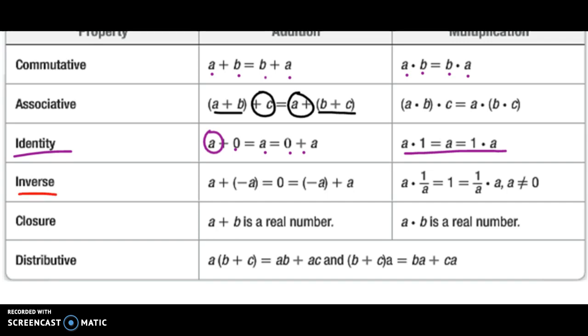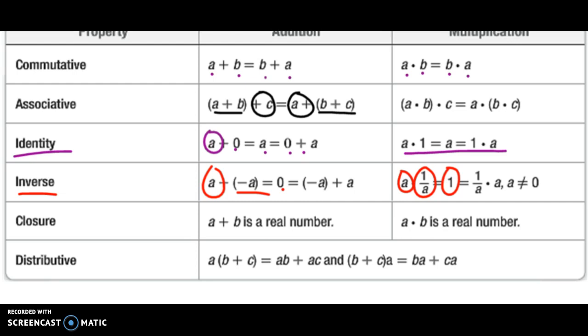Inverse property says that for every A, negative A, if you add them together, it's going to equal 0. And for multiplication, any A, if you multiply it by its reciprocal, 1 over A, you're always going to get 1. And notice A can't be 0 because 1 over 0 is not a rational number. Okay? Not a real number.